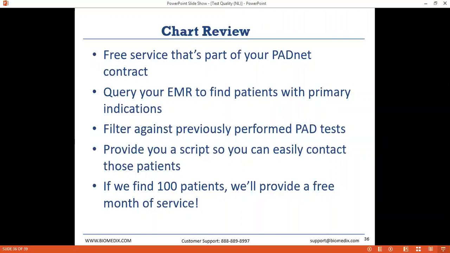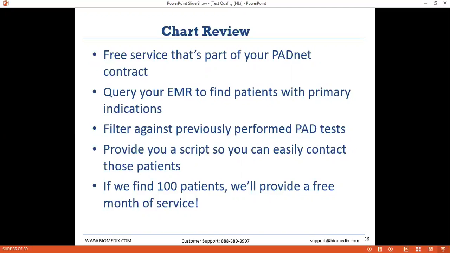The first report will be indicated patients. These are patients that already have an indication to be tested for the PADnet device, and these patients can and should be contacted to be scheduled immediately for the PAD test.